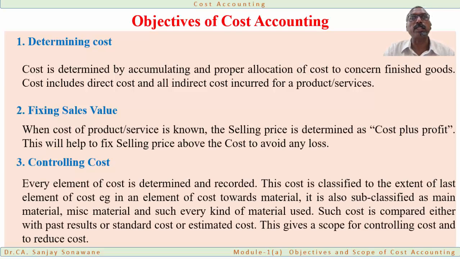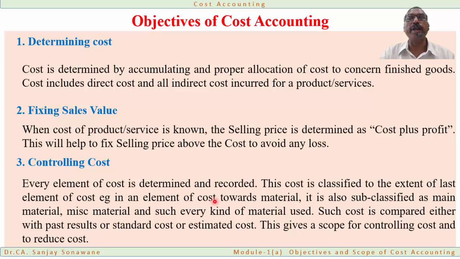Now the third one, this is the most essential: whatever cost is there, we have to try to reduce the cost. Reduction in the cost means we are going to get more profit margin. This cost is classified to the extent of the last element of cost. Now what does it mean? It means we are finding out the cost, and that is also to the last element. What is the last element? Let us see the example.